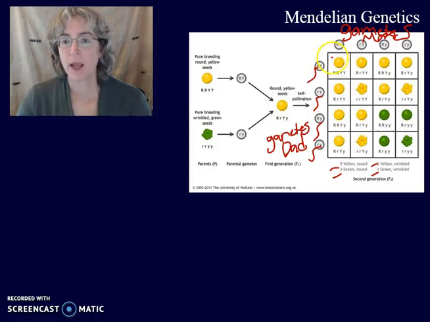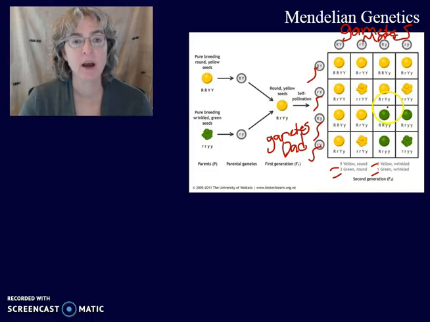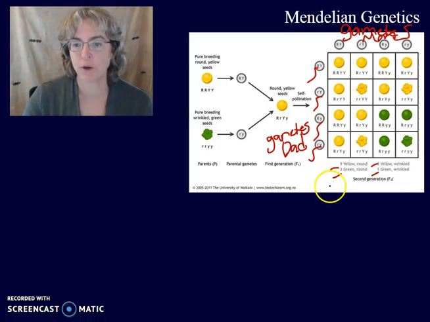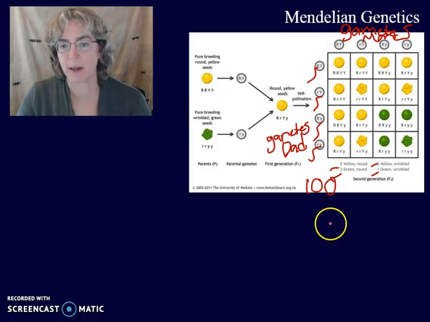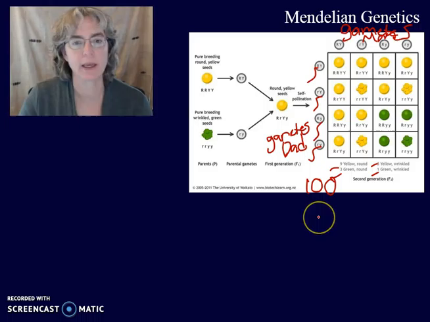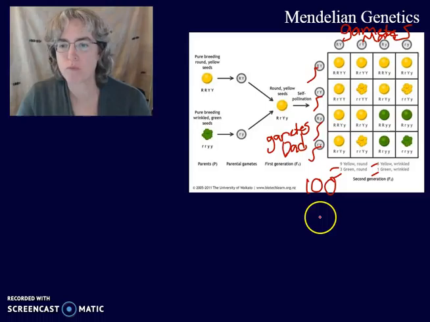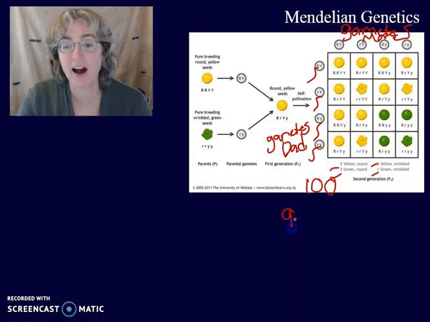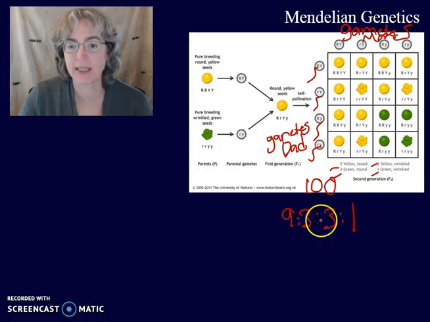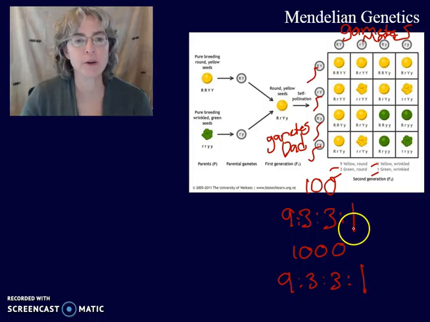And if you just had 16 offspring, you're not likely to get this ratio. But if you have 100 offspring, you are likely to get, let's see, I've got to think about this a little bit more. So 16, let's say you are likely to get the ratio of 9 to 3 to 3 to 1. And you would probably get something close to that. If you were to get 1,000 offspring, you're going to get something even closer to 9 to 3 to 3 to 1. So the bigger your sample size, the closer you're going to get to that ratio right there.